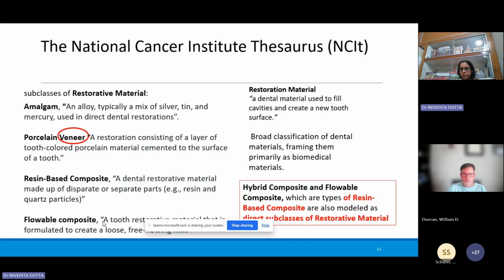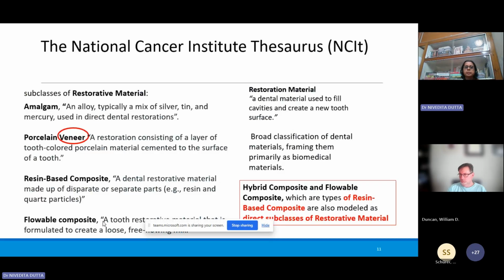Through these competency questions, we tried to search the existing sources like the NCIT. Here, restoration material is already present with different subclasses like amalgam, porcelain veneer, resin-based composite, and flowable composite. But as I found, amalgam and porcelain veneer are both subclasses of restorative material, where basically veneer is a device. So this is a type of ambiguity from our perspective.